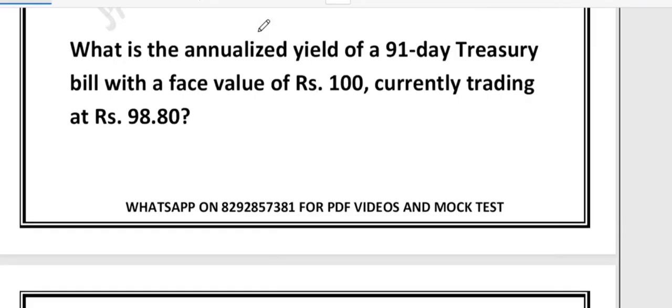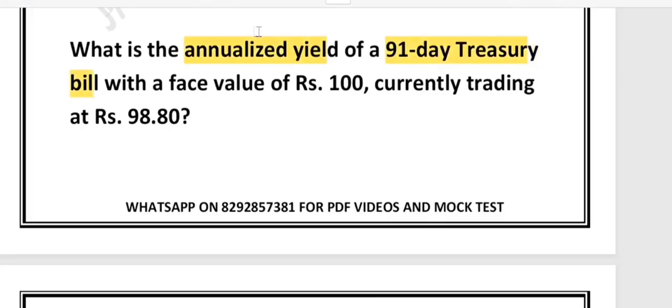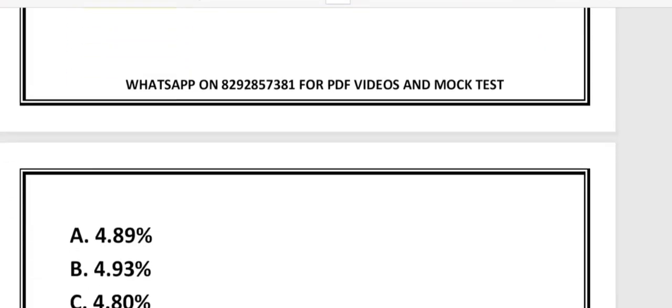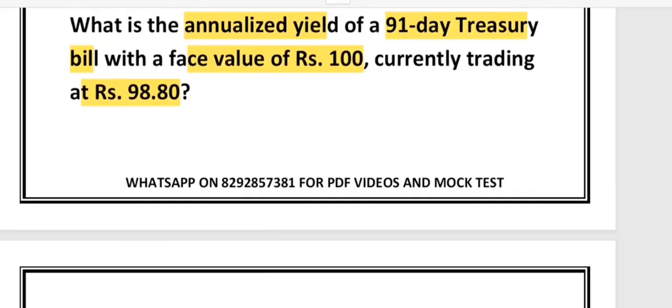Now, have a look at the next one. So friends, as I told you already, 40% of the question paper is about numericals. That's what we are focusing on right now. Now the question is asking you to compute the annualized yield on a 91-day treasury bill. Face value is given as 100, currently trading at 98.80. These are the four options. You have been asked to compute the annualized yield.